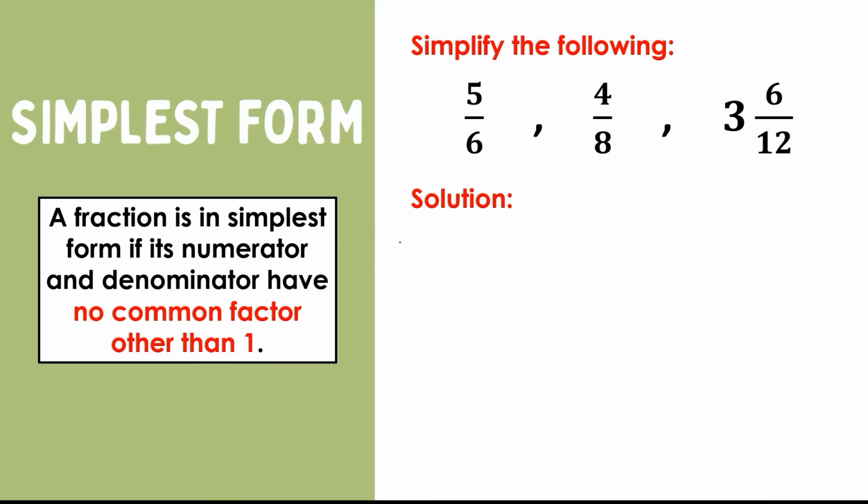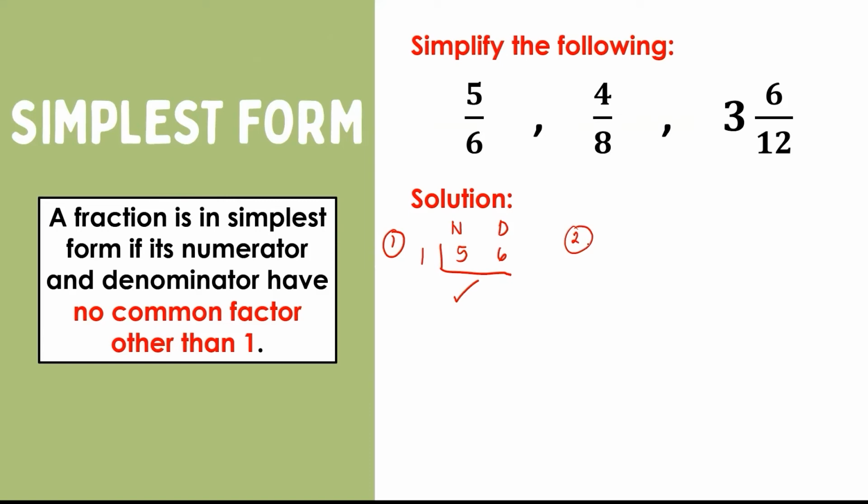Let us start with 5/6. It is important to write first the numerator before the denominator for us not to get confused later. Now, let us think of a number which can divide both 5 and 6 aside from 1. Can you think of any? None. In this case, 1 is the only common factor of 5 and 6. That means, 5/6 is already in its simplest form.